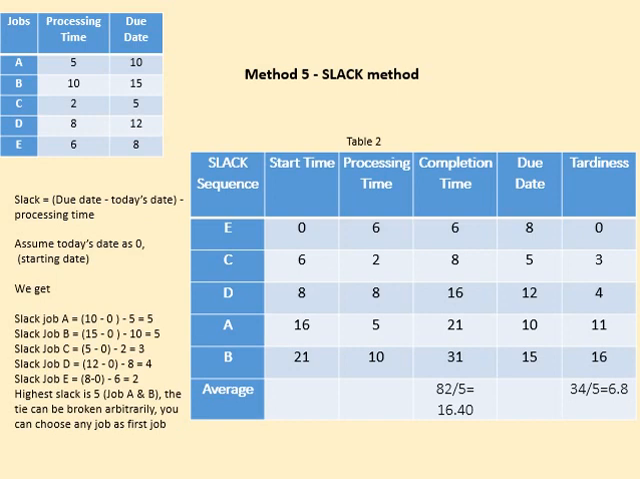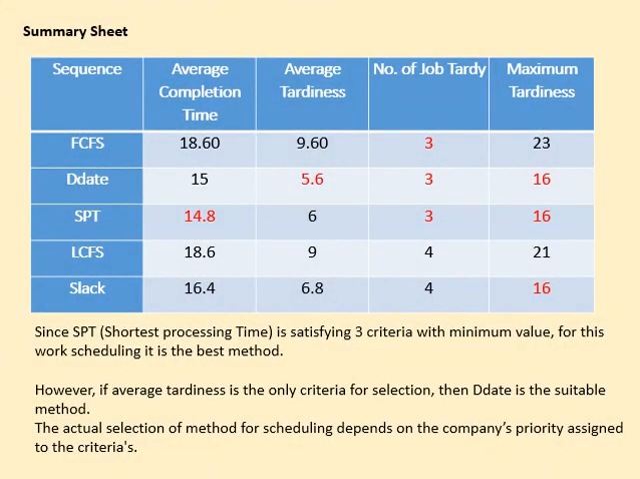Finally, we create the summary table, with all the data calculated using the 5 sequencing methods. In the summary table, we include the sequence method name, the average completion time, the average tardiness, the number of jobs tardy and the maximum tardiness values. For FCFS method, we have average completion time as 18.60, average tardiness as 9.60, 3 number of jobs are tardy, and the maximum tardiness is 23.